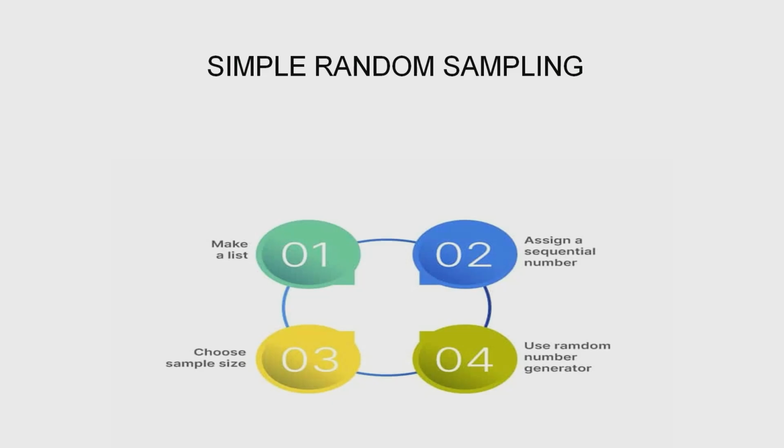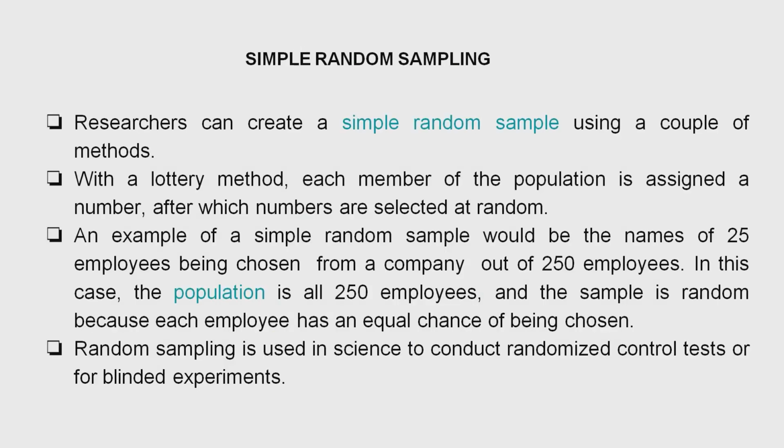Now first we move on to the simple random sampling method. So these are all the steps to be followed. First you have to make out the list, then you have to assign the sequential number to the list, then choose the sample size which you are going to select for your study, then you have to use the random number generator. This is how simple random sampling technique will be used in the research. So this is the explanation for how the simple random sampling technique will work.